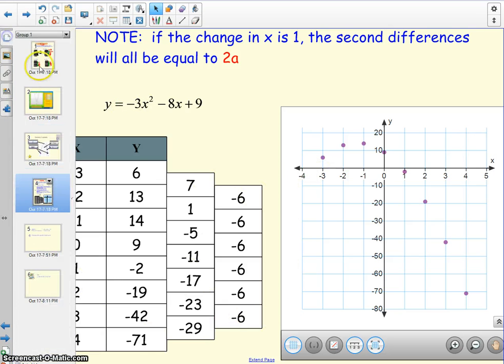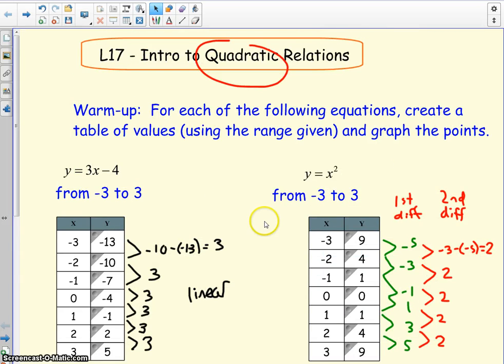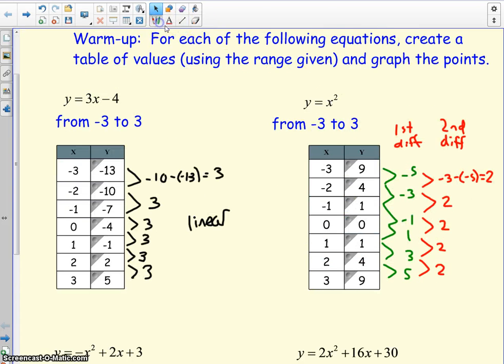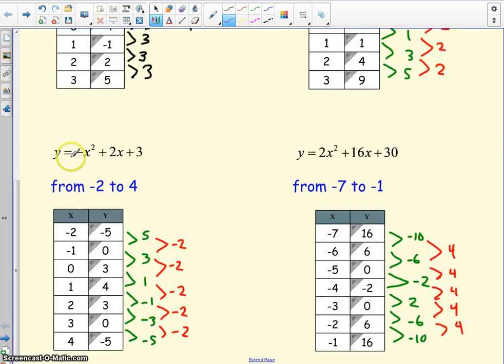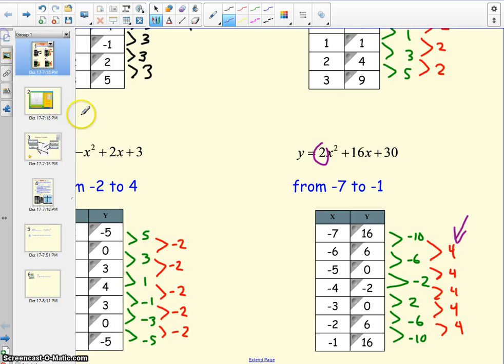If you go back to our first slide, with the tables of values you did, you'll see that here. So here we have an a value of 1. Second differences were 2. A value of negative 1. Second differences were negative 2. A value of 2. Second differences were double that. They were 4. Okay, just little things that you might notice here when you're working with quadratics.